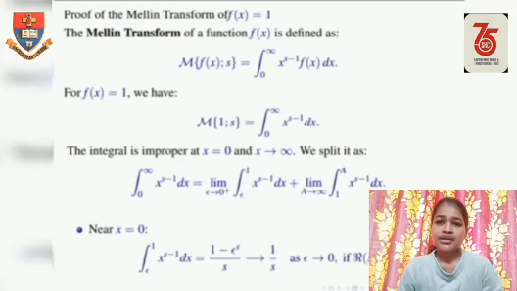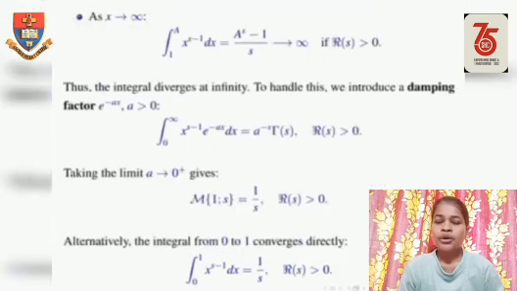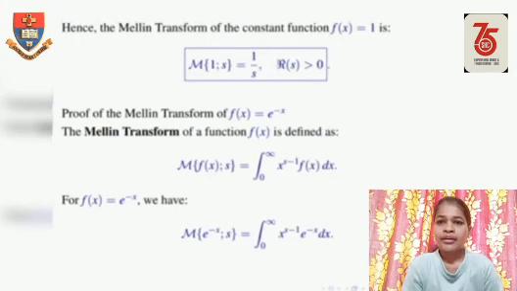At x tends to infinity, the integral diverges. So, we alternatively change the integral to 0 less than x less than 1. So, the integral becomes the integral from 0 to 1 of x power s minus 1 dx. If we evaluate the integral, we get the final answer as 1 by s. Hence, the Mellin transform of the constant function f of x equal to 1 is M of 1 comma s equal to 1 by s for real part of s greater than 0.